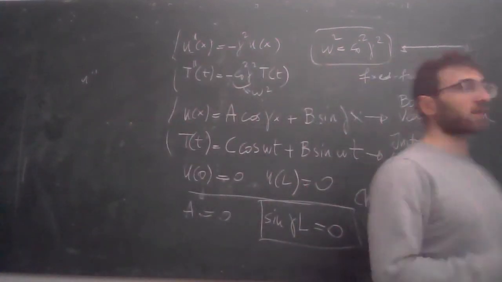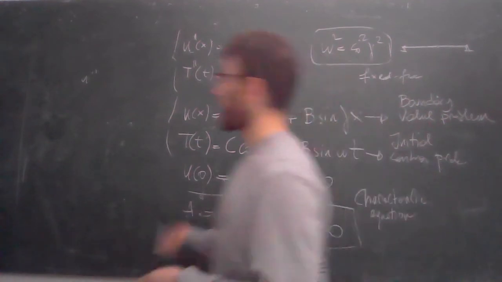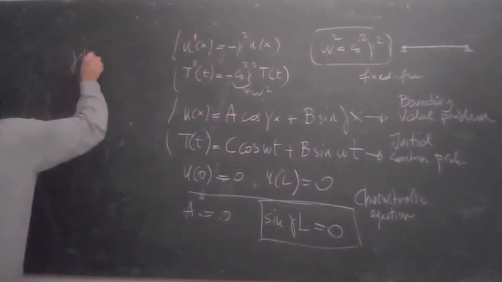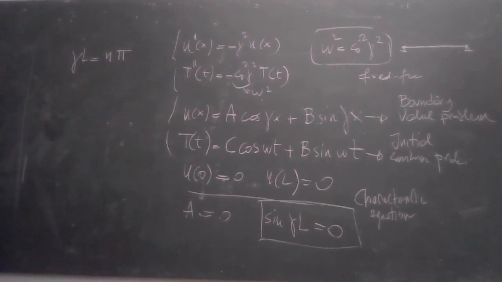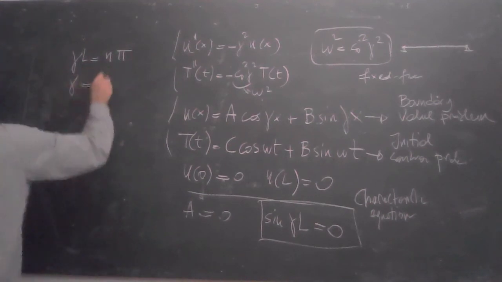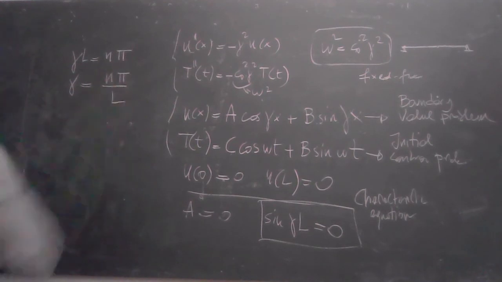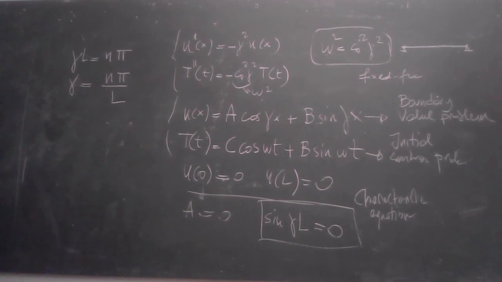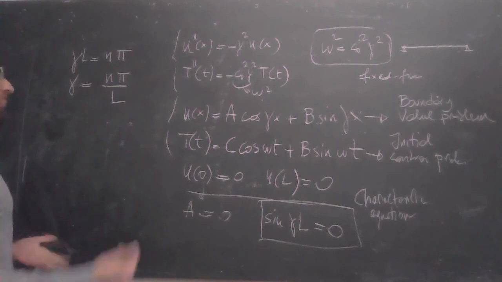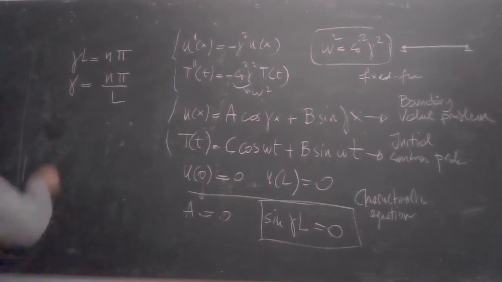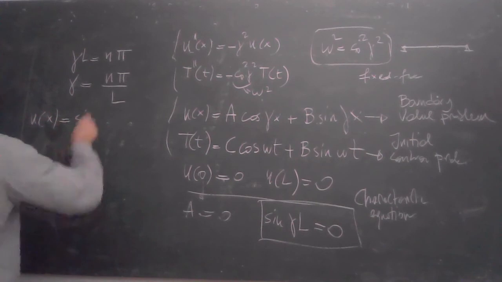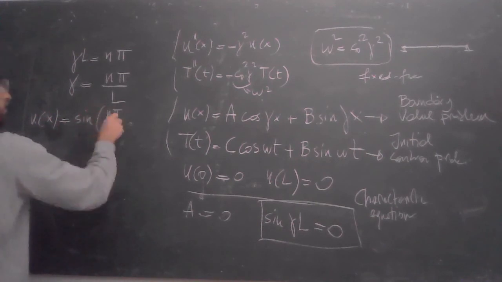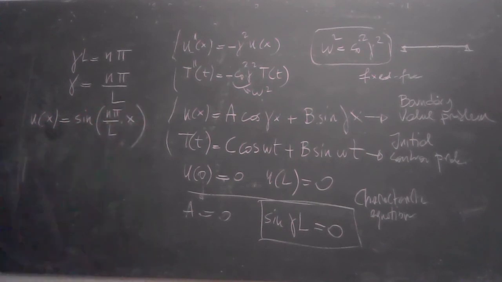Sine of gamma L is equal to 0. When is it equal to 0? When gamma L is equal to n pi. Everyone knows that. So gamma is equal to n pi over L. So the solution of the equation of a fixed string is u of x equal to sine of n pi over L times x.